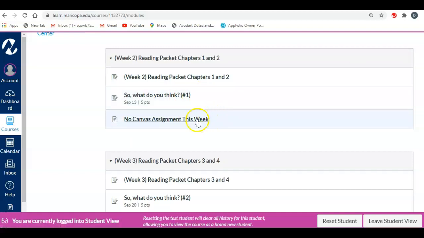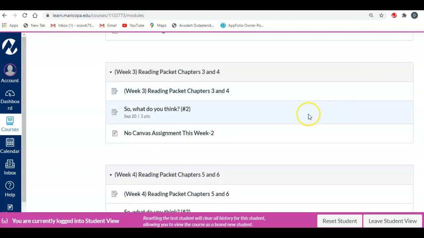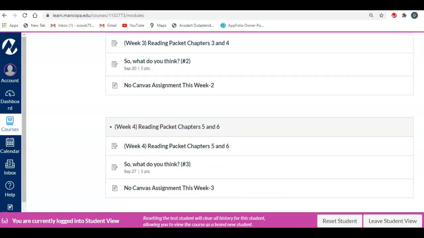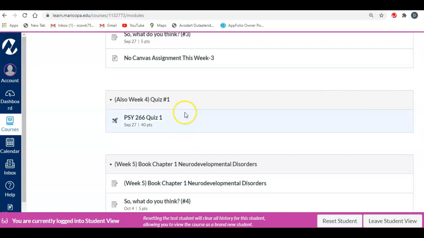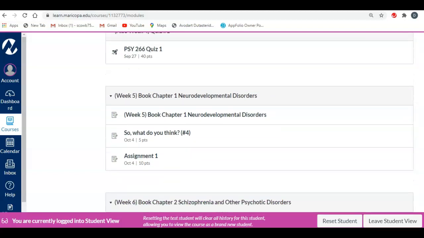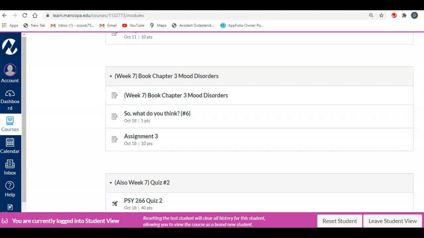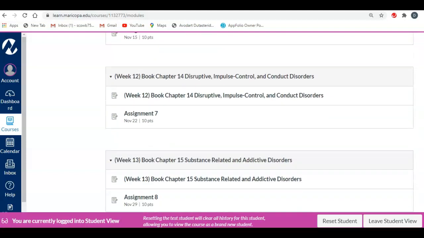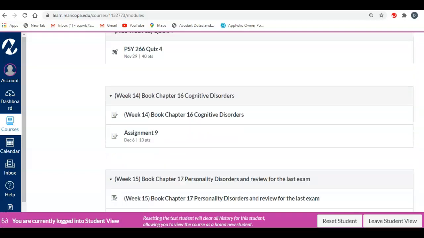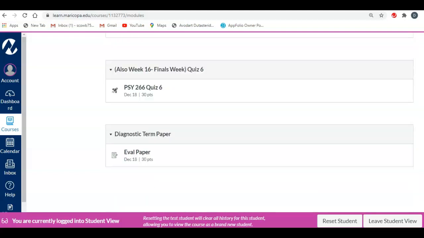And then you will see, look at this, right away when we start the modules, there's a "so what do you think" question, but no Canvas assignment. Remember, those are longer. Same thing with the next couple of weeks. And then you have a quiz over the whole reading packet. But look, after a while, you do have one of those Canvas assignments and a "so what do you think" question as well. That will go on for several weeks. And it kind of tails off toward the end.